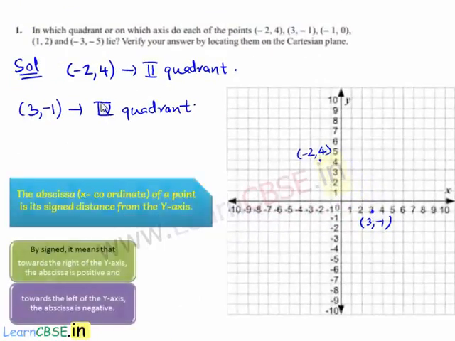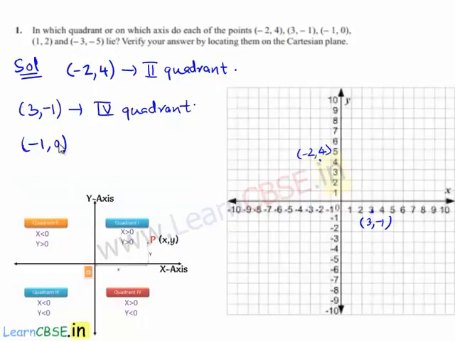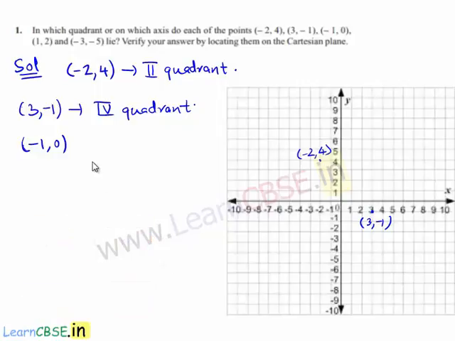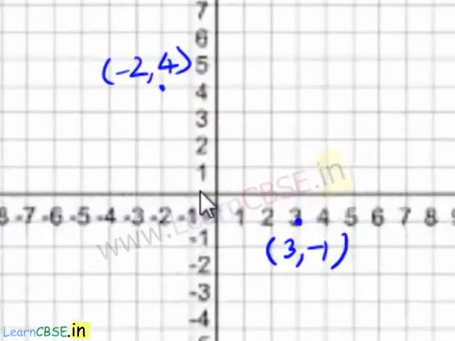Let us take the third point, (-1, 0). Since the x coordinate is negative and the y coordinate is 0, the point lies on the negative direction of the x-axis. Let us locate this point on the xy plane.